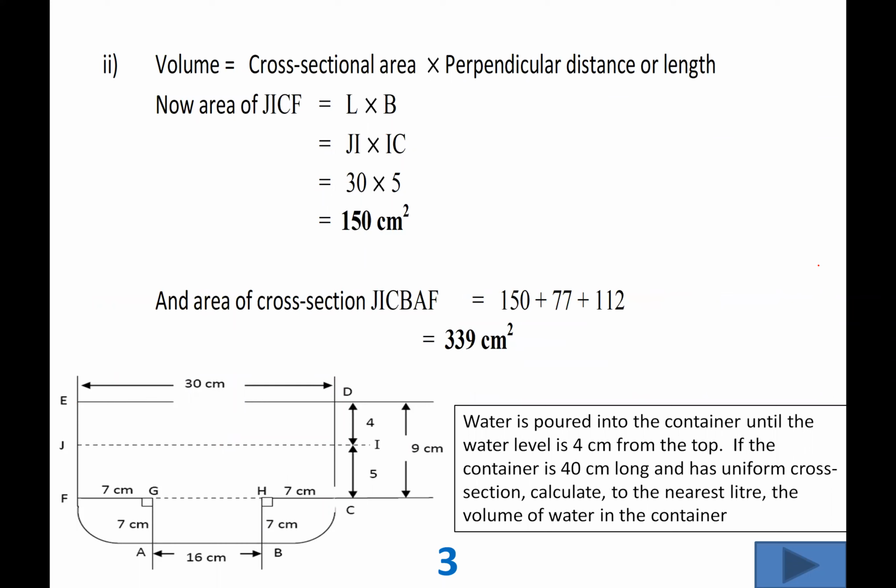The next thing they asked us to do is to find the volume, but it's a particular volume. Let's see what volume they wanted. They say water is poured into the container until the water level is 4 centimeters from the top. So if you look in the diagram, you would notice that 4 centimeters is the allowance given to the top of the water level. So where you see this dashed line that I'm drawing across from J to I, that'll be the water level. If the container is 40 centimeters long, now what do they mean by it's 40 centimeters long?